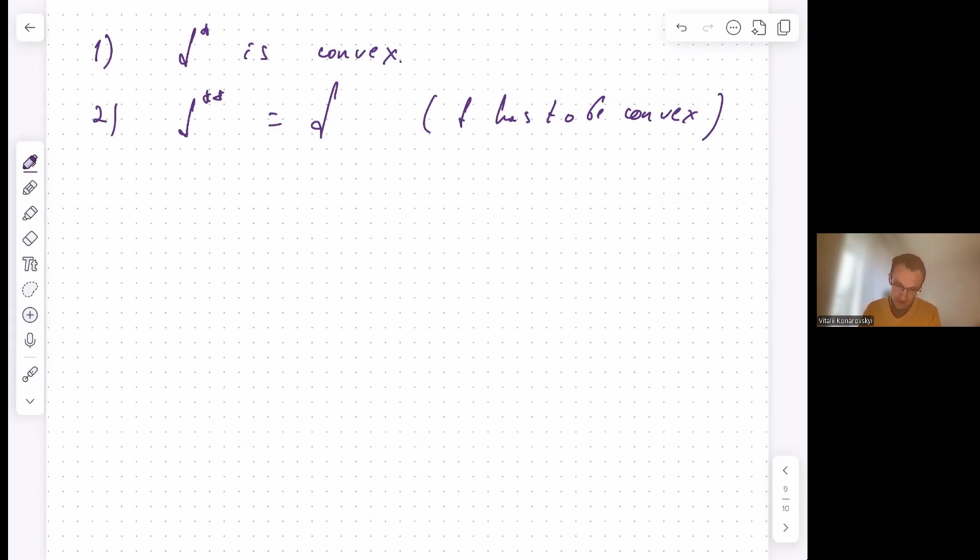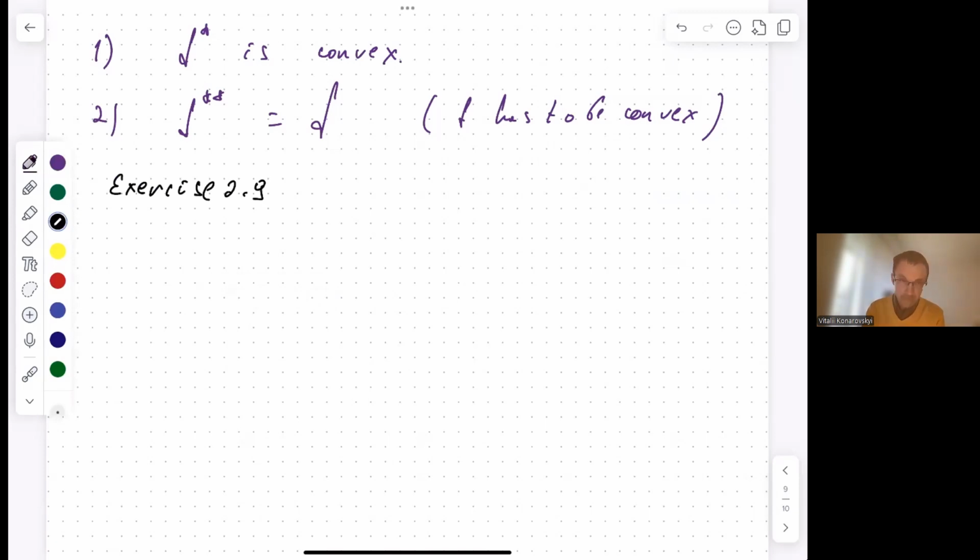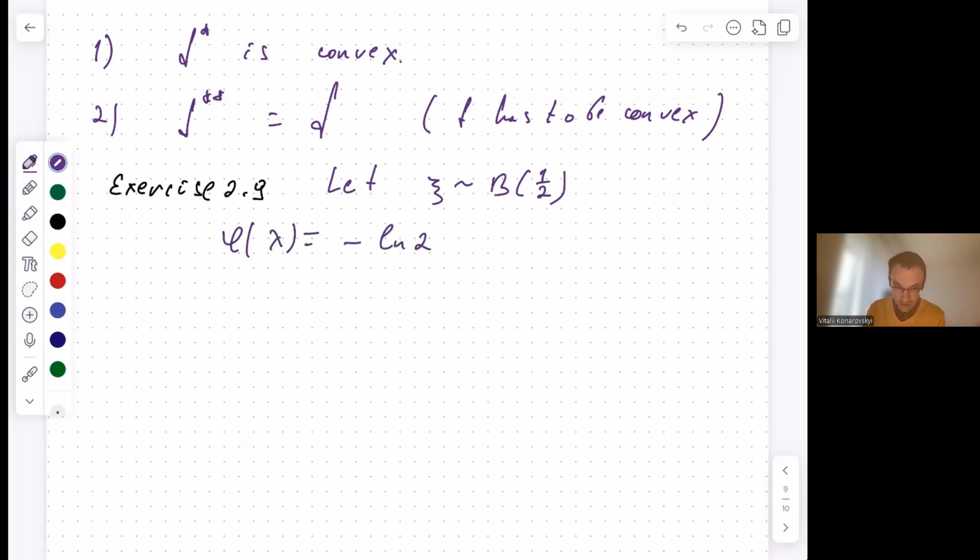But before we talk about the properties, let me go back to the exercise where we have a random variable with Bernoulli distribution. It is exercise 2.9. As before, let Xi have Bernoulli distribution with parameter 1/2. We computed that the cumulant generating function is minus logarithm 2 plus logarithm of 1 plus e to the power lambda. And now we want to find phi star of x.